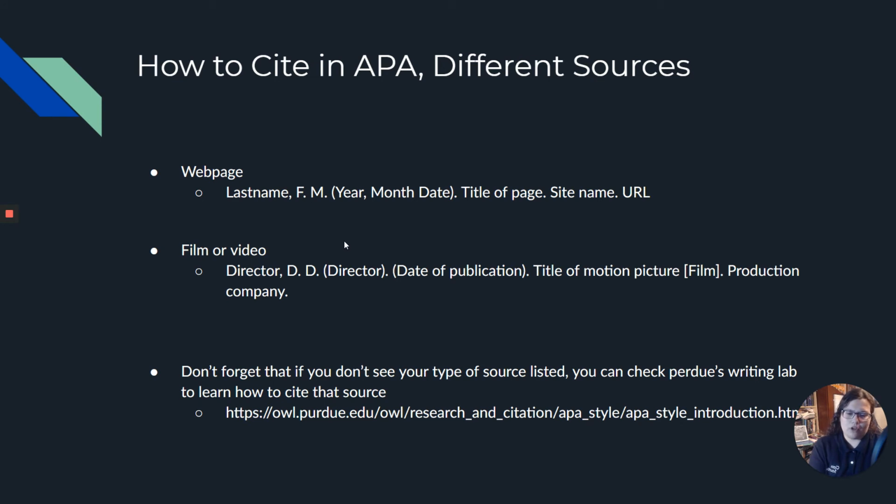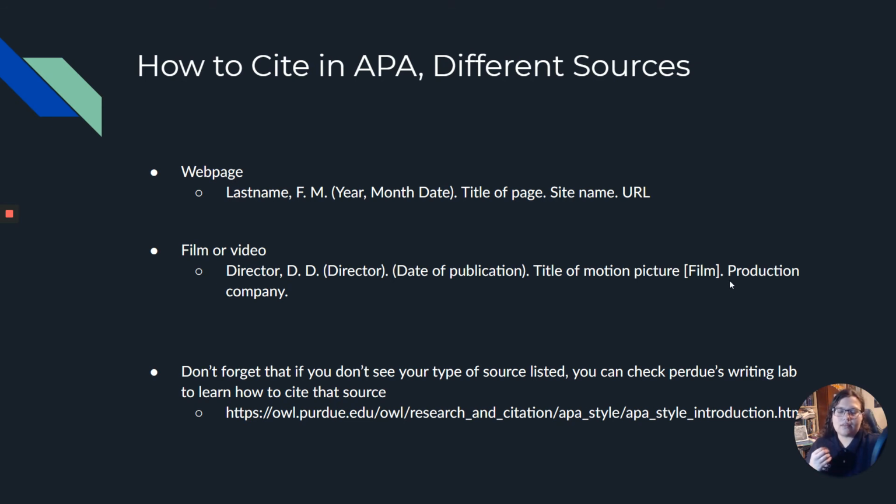For any form of film or video, whether this be a documentary or a movie, you'll want to include the director's last name and the director's first names with director being in parentheses. The date of publication for that film comes next. Then comes the title of the motion picture and what type of media it is, so film, documentary. And then you'll also want to place the production company at the very end.